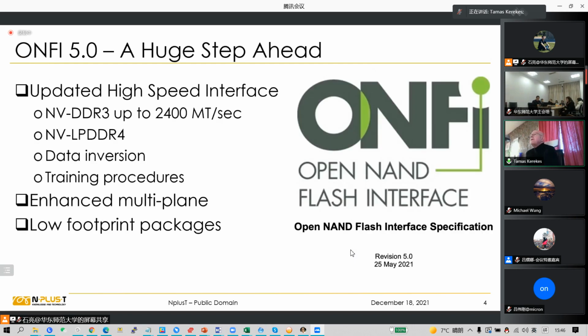Okay, so ONFI5. It was published in mid-2021, and it is a rather important step in the NAND evolution. It introduces the high-speed interface. It defines up to 2,400 megatransfers per second, the NV-DDR3, and also the low-power LPDDR4. It introduces data inversion and several training procedures. So this is a first challenge. After that, more and more multi-plane management is included in this standard. It also introduces low footprint packages, making smaller and smaller storage devices.